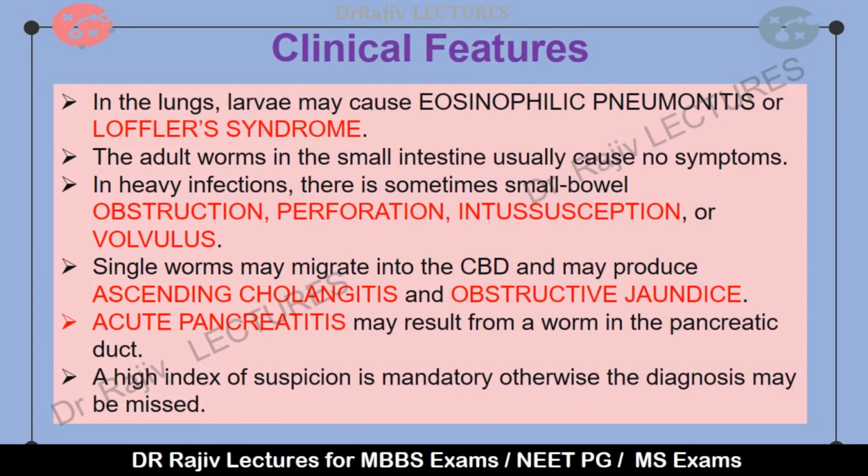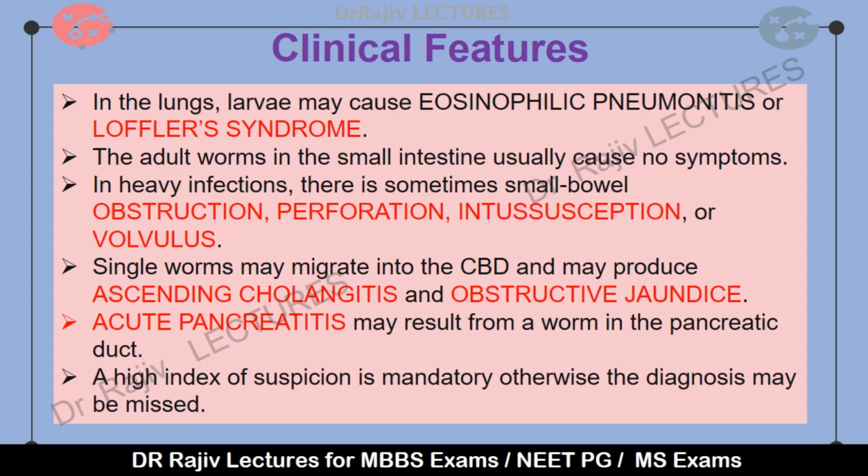About 9 to 12 days after egg ingestion, the larvae in the lungs may cause dry irritating cough, a burning substernal chest pain, dyspnea, and fever, known as eosinophilic pneumonitis or Loeffler syndrome. The adult worms in the small intestine usually cause no symptoms.